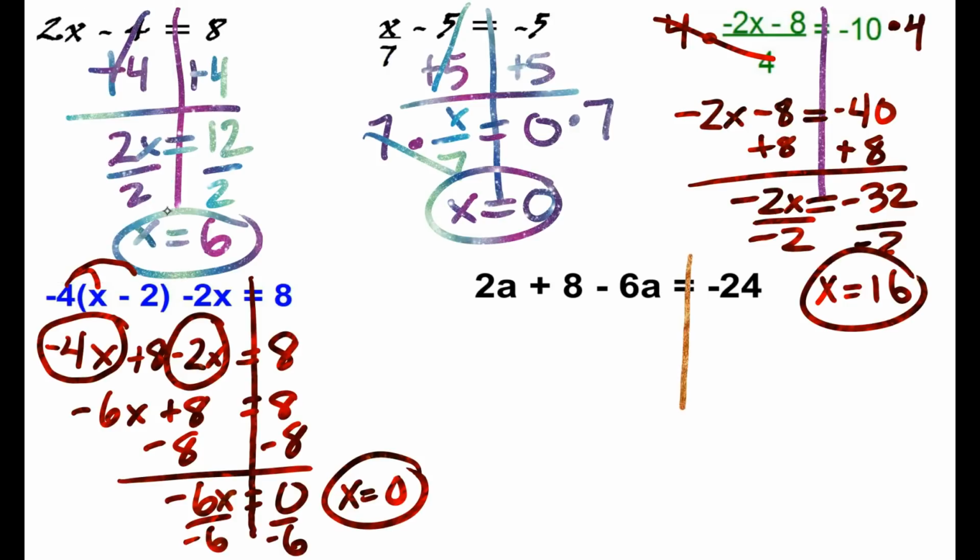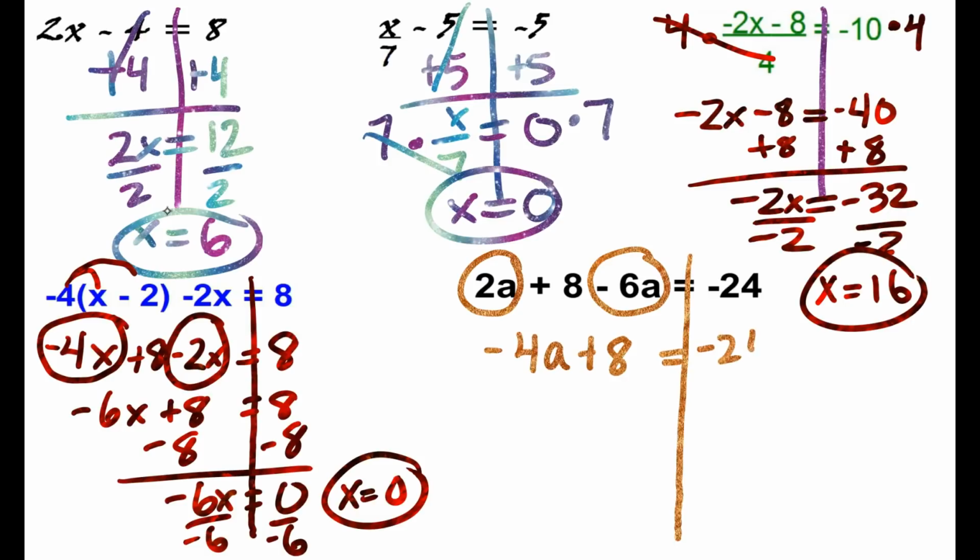All right, so balance bar. Combine like terms. Combine like terms. All right, and we get negative 4a plus 8 is equal to negative 24. What do we do now? We subtract 8 from both sides.